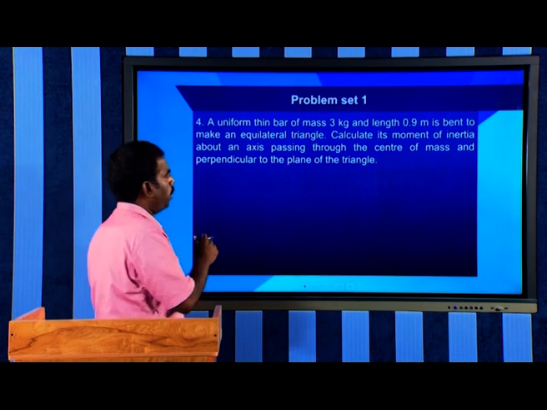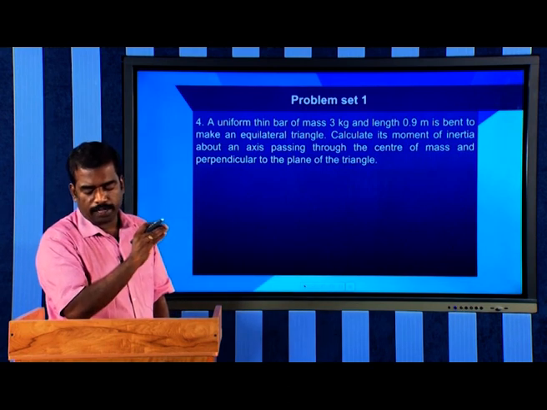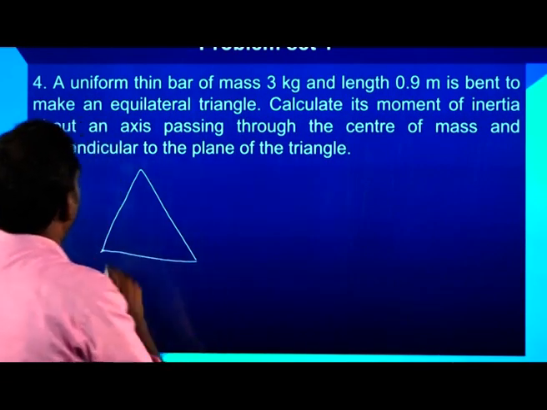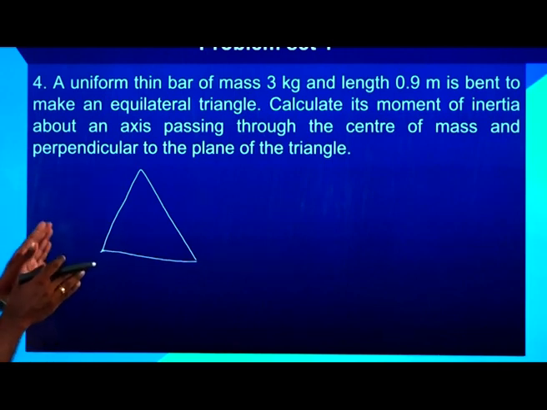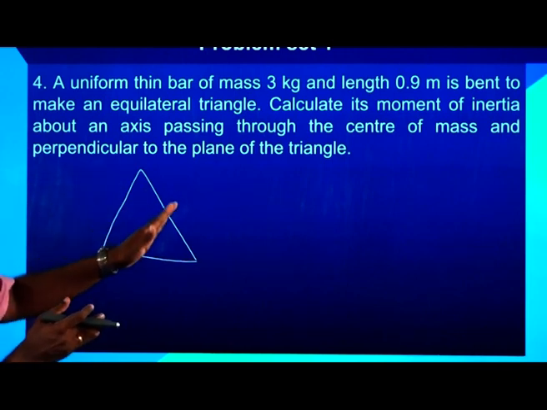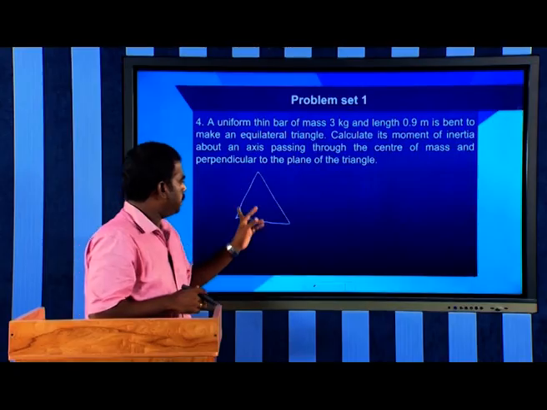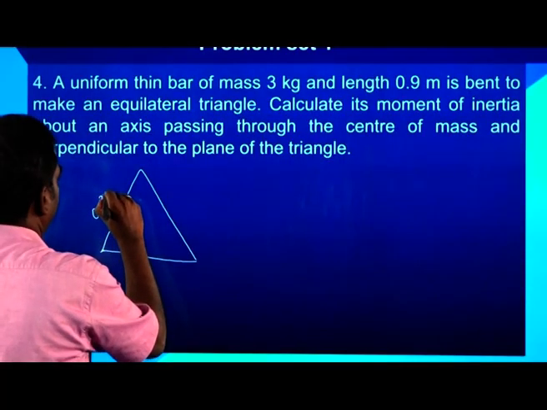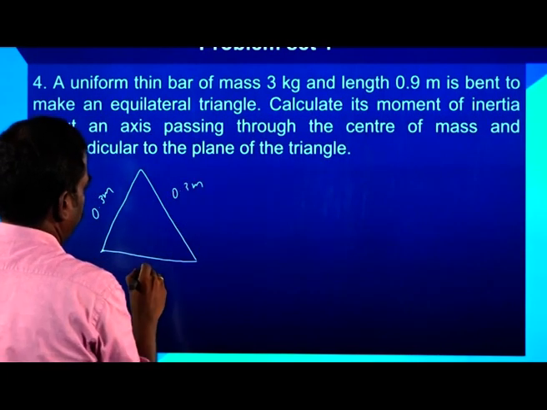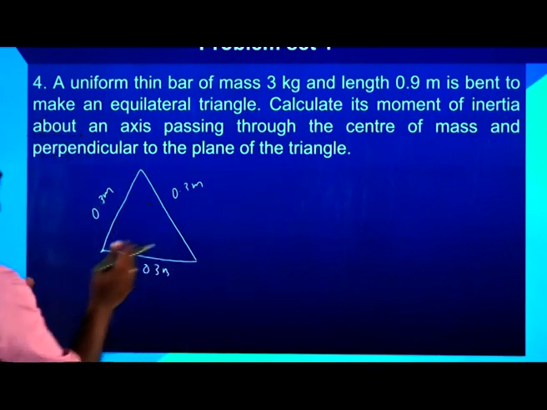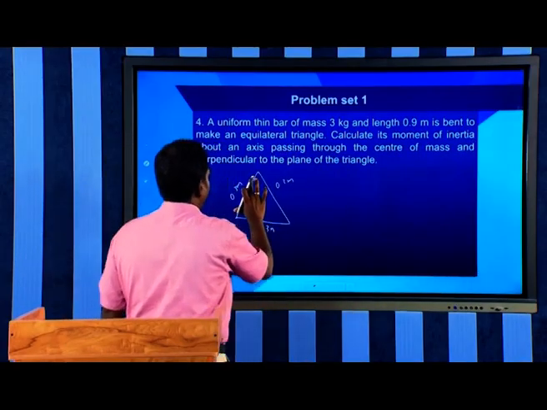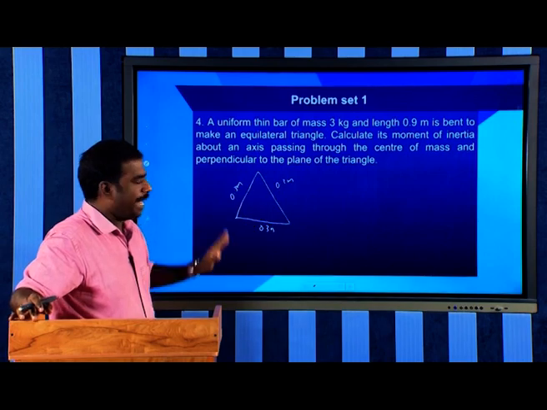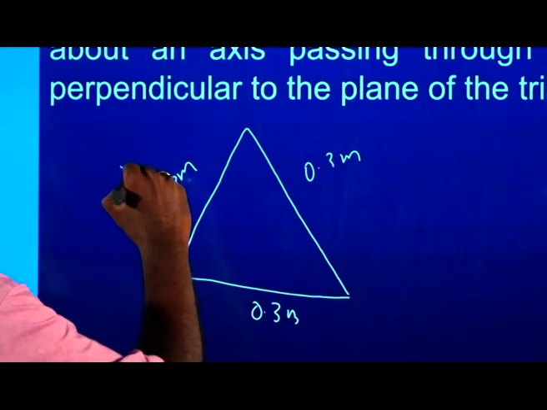We have a uniform bar of 3 kg and length 0.9 meter bent to make an equilateral triangle. You know the angles are 60, 60, 60 degrees and each side will be 0.3 meter. So, these are 3 rods of length 0.3 meter and mass 1 kg each. So, a total of 3 kilogram mass is bent to make an equilateral triangle. Each side is 0.3 meter and 1 kg.